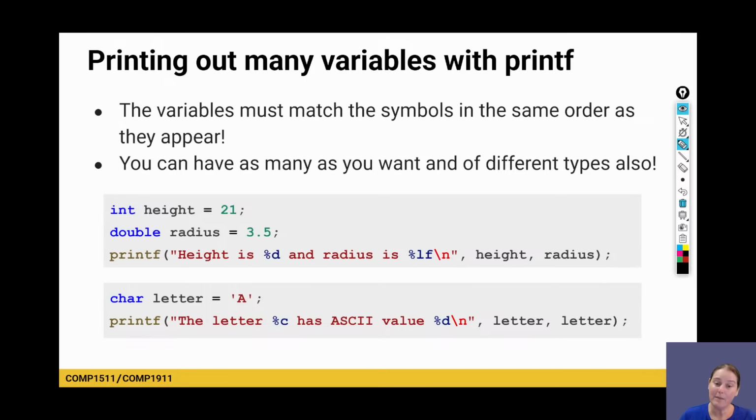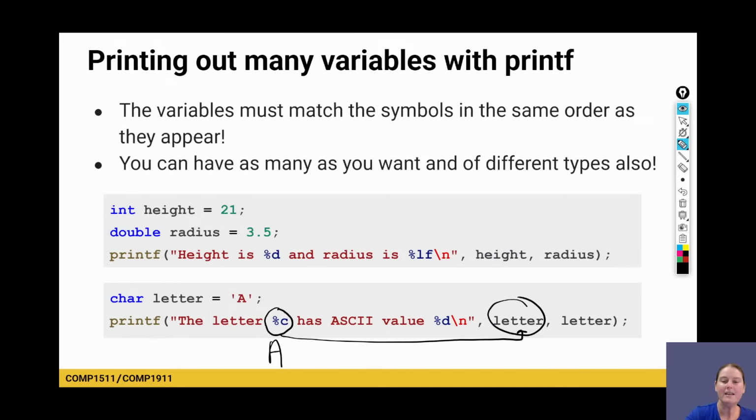The next example is possibly a little bit tricky. I've got a variable called letter, and down here I'm saying the letter, and I'm using %c. %c is going to print something out as a character, and it's going to go along to this first variable, and to print that variable, which is storing the character capital A. So it's going to print out capital A as a character.